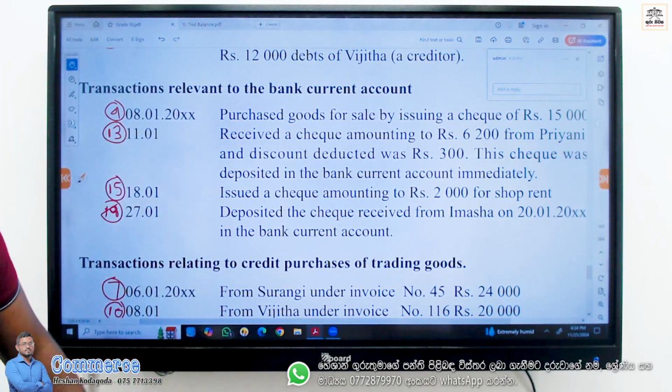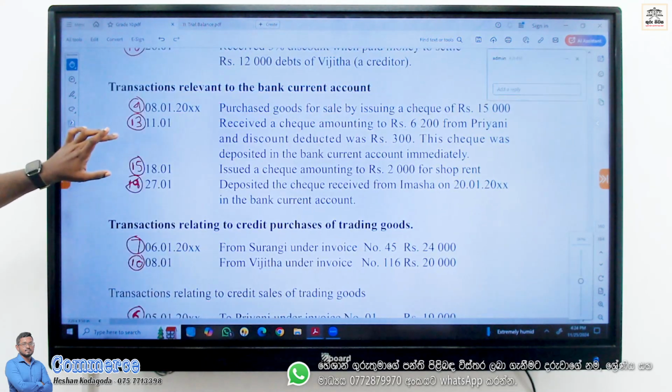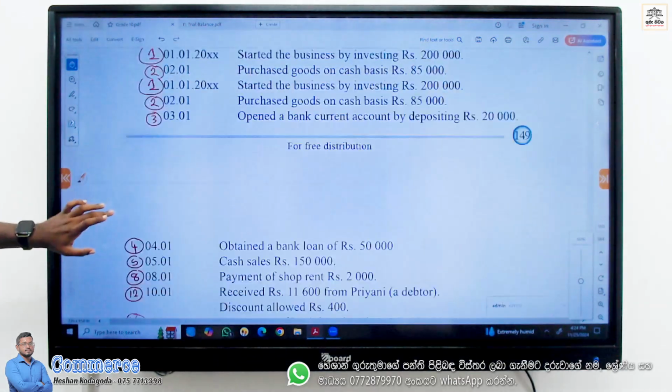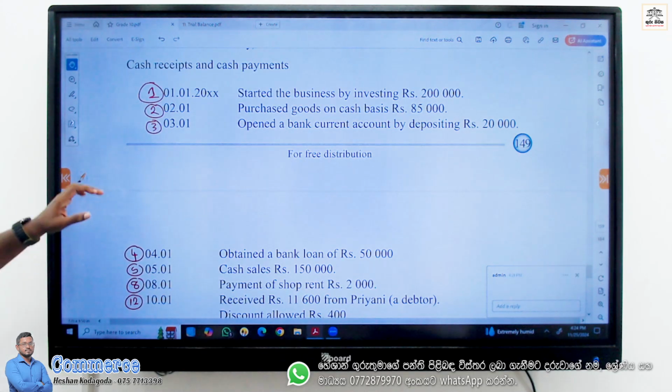Right. Okay. So this is the 19 now. All the things are done. Now check whether your numbers are right. 1, 2, 3. Check the numbers. Hurry up. First one. It's page number 149. Right? Previous one. Hurry up.